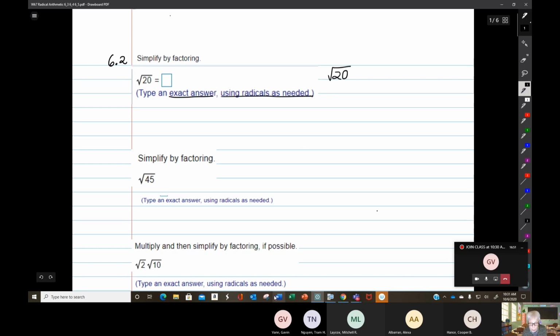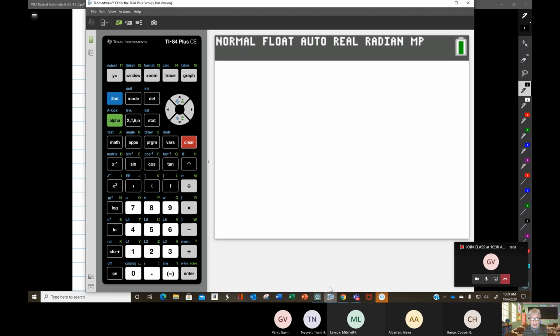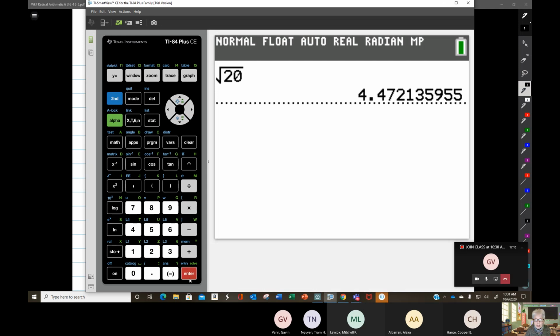Well, if I were to take the square root of 20 and do what I said not to do, not that you would, of course, I would say second x squared. That would give me a square root, and then 20, and then enter. Only to discover it's not a perfect square, or a perfect square root, if you will. It is a number with a long, long decimal expansion, and in fact, that decimal expansion goes on forever and can never be made into a fraction.